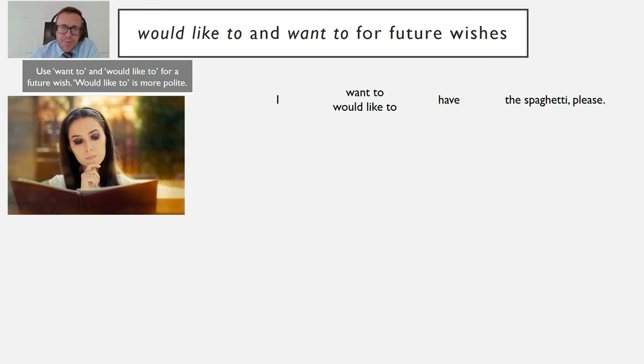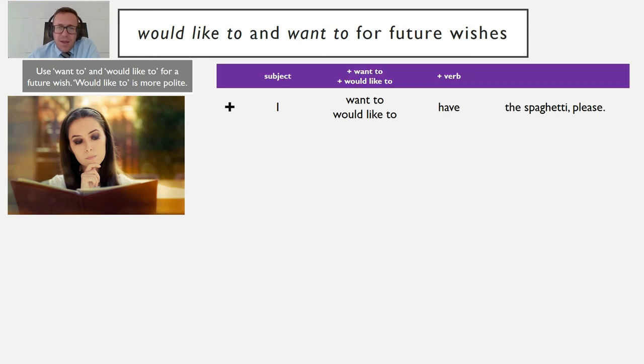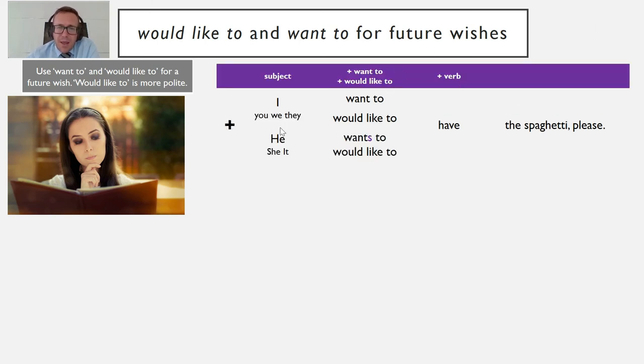So it's subject, want to, would like to, and the verb. If we change the subject to he, we need to add s to want. He wants to have the spaghetti, please. But for would like to, it stays the same. Would like to have. You don't need to change woulds or likes or has or anything. Just s on wants to.